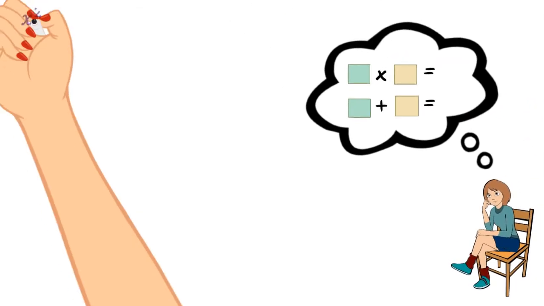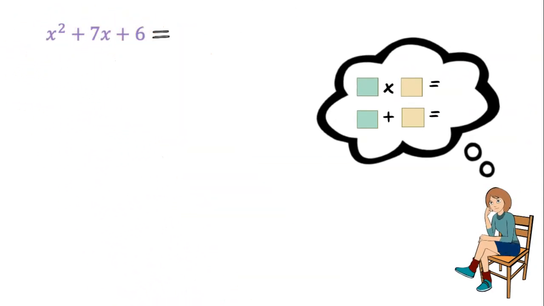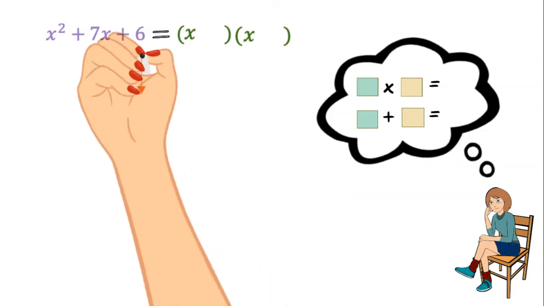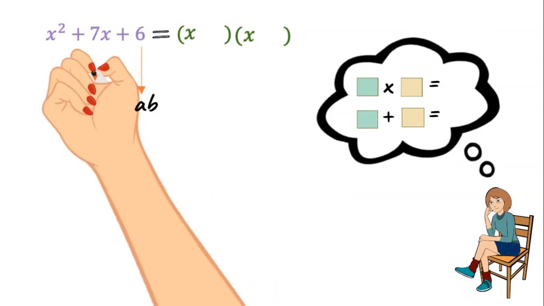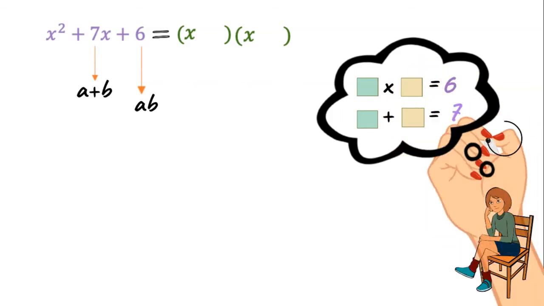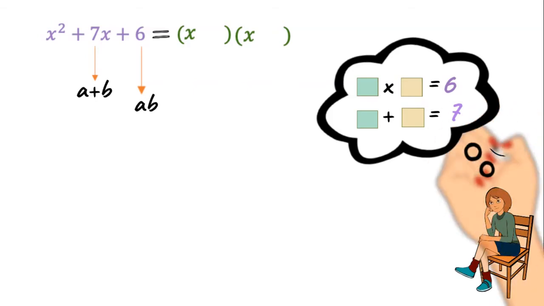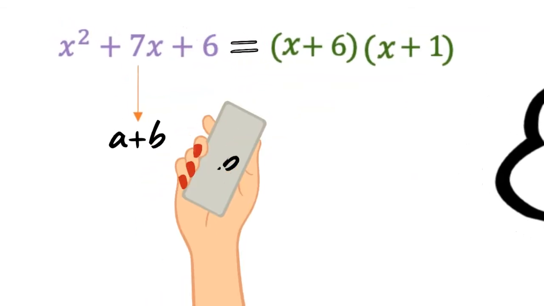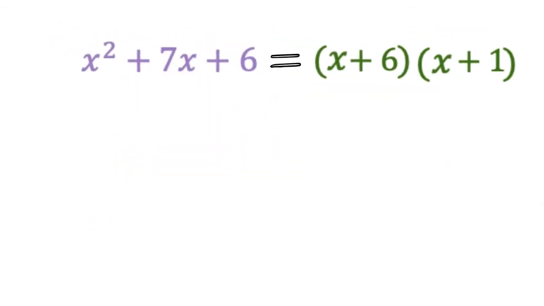Let's take a look at another example. X squared plus 7x plus 6. Well, I need two brackets and x in both brackets to make the x squared term. Now, a and b need to times together to make 6 and plus together to make 7. Pause the video now to have a think about what these two numbers could be. You should have got 6 and 1. So we put plus 6 plus 1 in those brackets and I have factorised this quadratic.